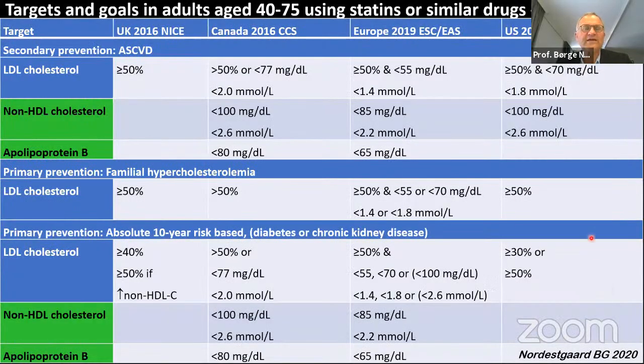Here's just finally a comparison between 4 major guidelines, the UK and NICE guidelines, the Canadian guidelines, the European guidelines, and the US guidelines. If you have secondary prevention for atherosclerotic cardiovascular disease presence, focus on LDL cholesterol. Bring LDL down. But the Canadian guidelines and the European guidelines also said you should make sure to get non-HDL cholesterol down, meaning that you also focus on the triglyceride lipoproteins, and the same, you should also get ApoB down. For primary prevention and familial hypercholesterolemia, the focus, of course, is only on LDL. It is an LDL disease.